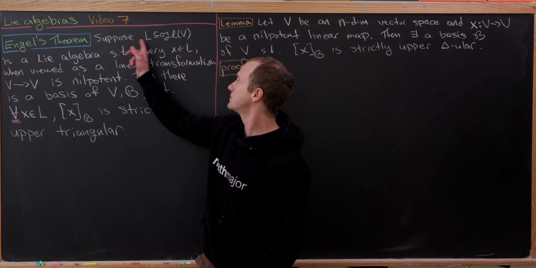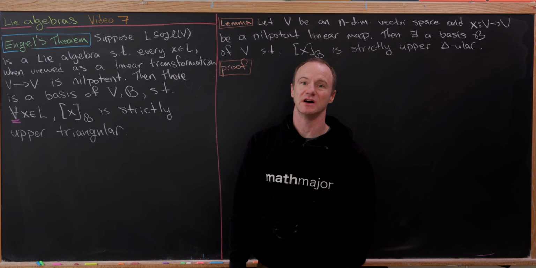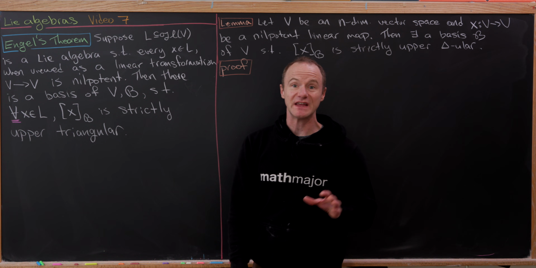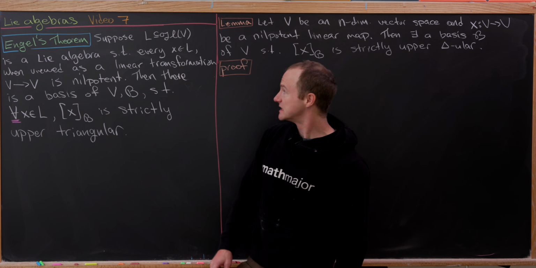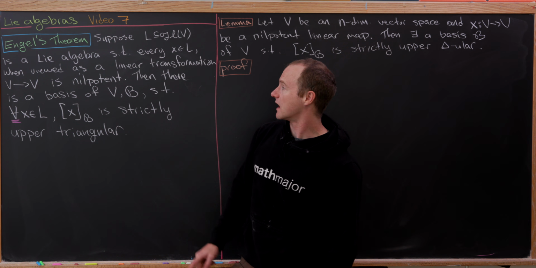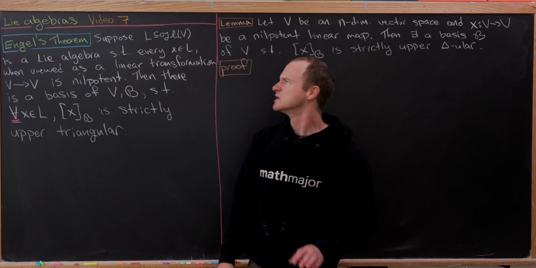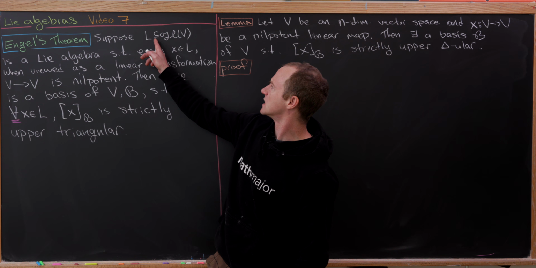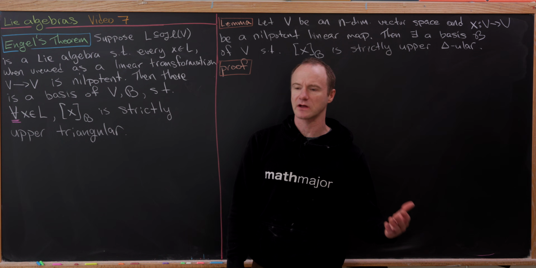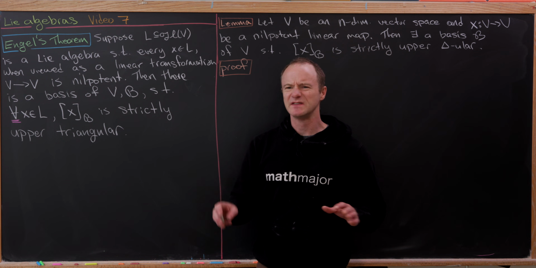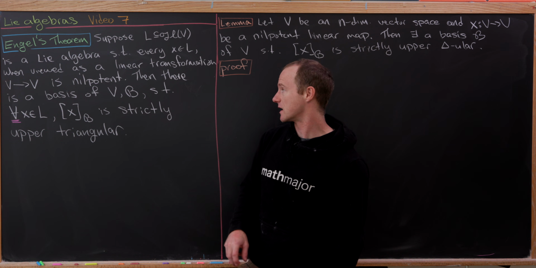theorem. So let's suppose we've got L, which is a Lie algebra and also a subalgebra of GL(V), where V is a finite dimensional vector space. It also satisfies the condition that every x in L, when viewed as a linear transformation from V to V, is nilpotent. So since L is a subspace of GL(V), we know that everything inside of L can be thought of as a linear transformation. This isn't true of all abstract Lie algebras, but it's true in this setup.